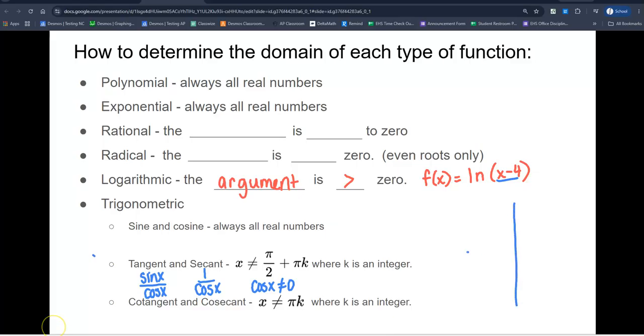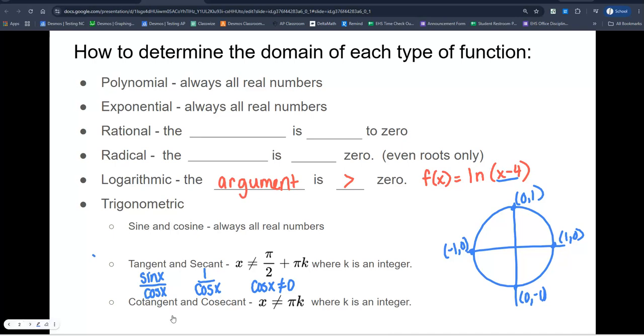So cosine of x cannot equal 0. If you think about that unit circle here, we got 1, 0, 0, 1, negative 1, 0, and 0, negative 1. If we think about that unit circle, cosine is my x-coordinate. So we're looking right here. This is at pi over 2. Cosine equals 0 there. We're looking right here. That'd be 3 pi over 2. Then it'd be 5 pi over 2 and 7 pi over 2 and so forth.